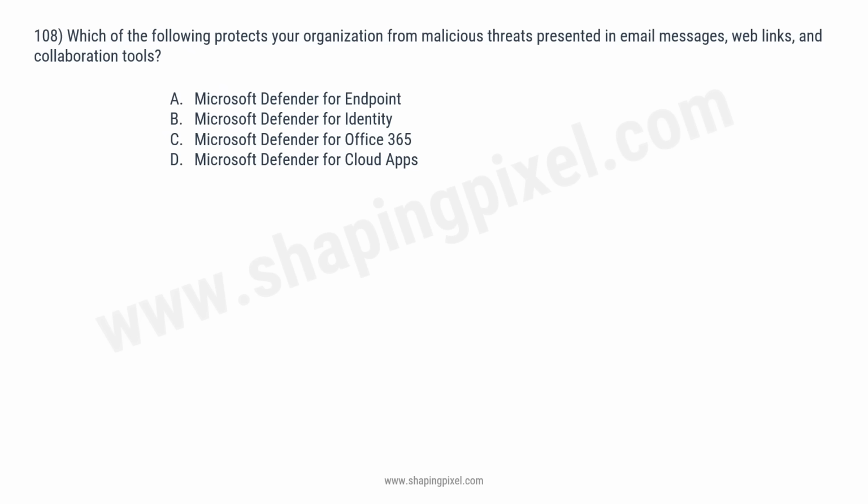So question number 108, which of the following protects your organization from malicious threats presented in email messages, web links, and collaboration tools? Option A, Microsoft Defender for Endpoint. Option B, Microsoft Defender for Identity. Option C, Microsoft Defender for Office 365. And option D, Microsoft Defender for Cloud Apps. So the right answer here is option C.